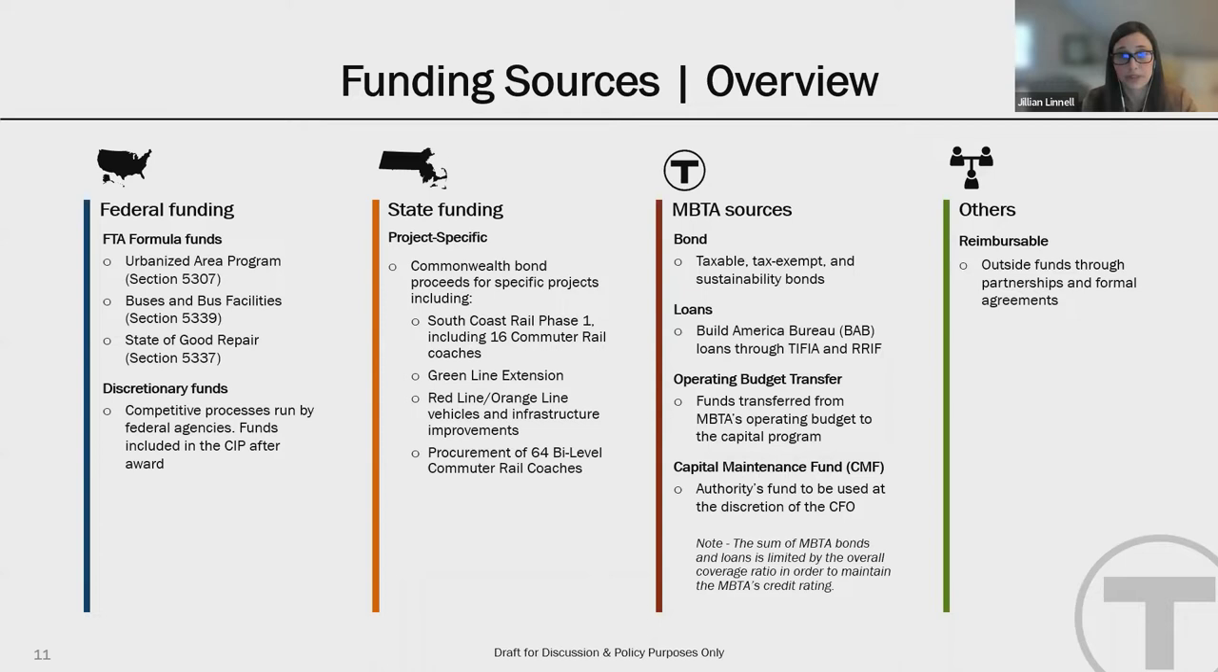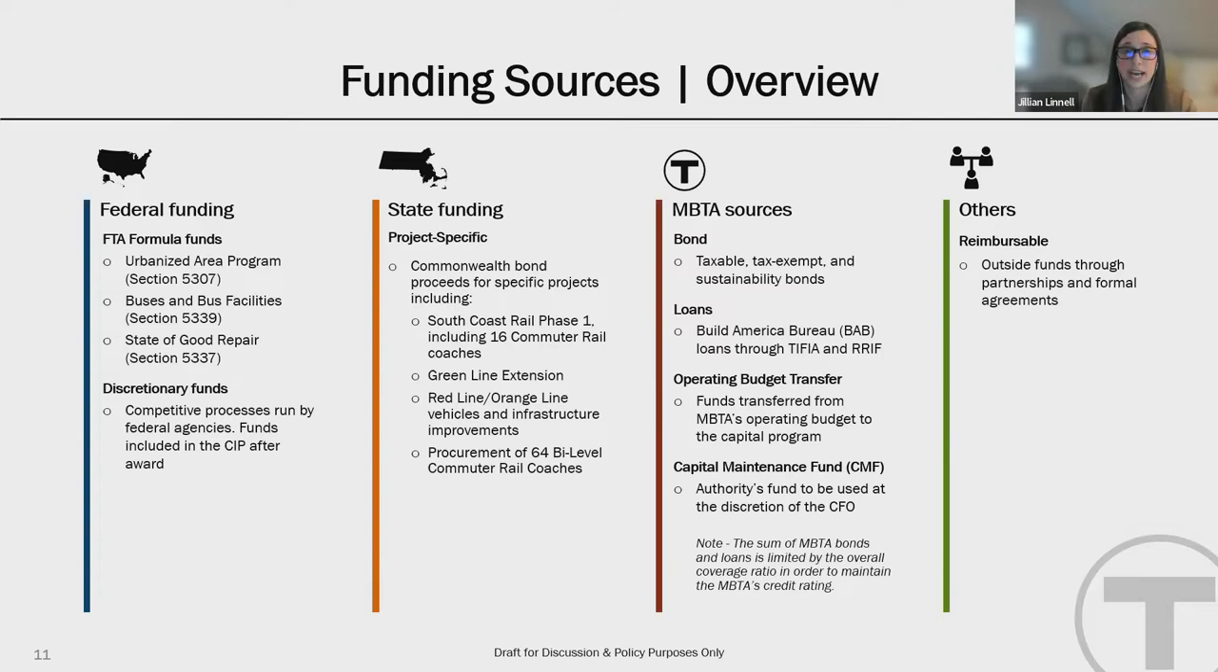In addition, the MBTA is eligible and is often awarded competitive funding grants from a range of federal agencies, including USDOT, the Federal Transit Administration, and the Federal Railroad Administration. And once awarded, those funds are then reflected as sources in the CIP. Moving on to state sources, the MBTA currently receives state funding as either Commonwealth Rail Enhancement Bonds or Commonwealth General Obligation Bonds, or bond cap, both of which support specific projects such as South Coast Rail Phase 1, GLX, Red Line and Orange Line vehicle and infrastructure improvements, and the procurement of bi-level coaches.